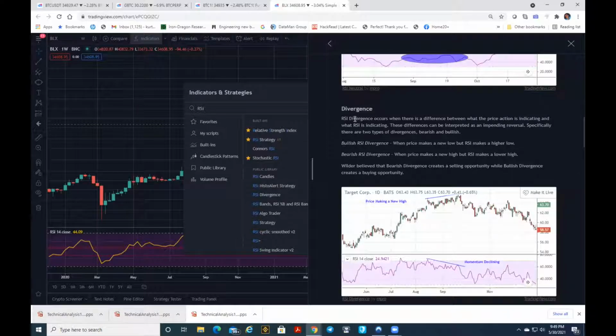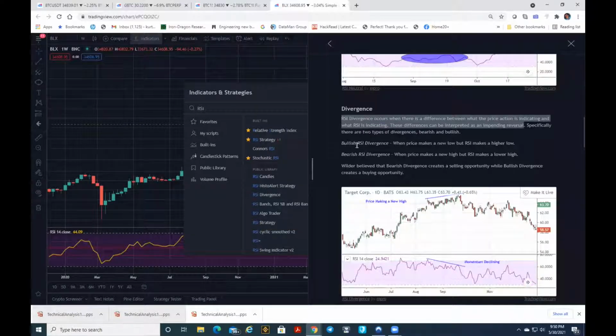So RSI divergence occurs when there is a difference between what the price action is indicating and what the RSI is indicating. These differences can be interpreted as an impending reversal. So those are the trend reversals that we're looking for. That's the main thing that you want to watch.